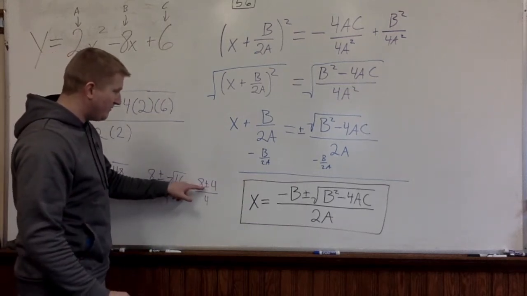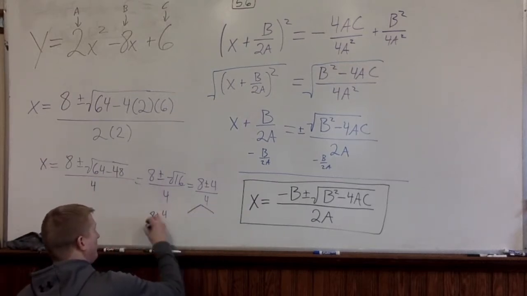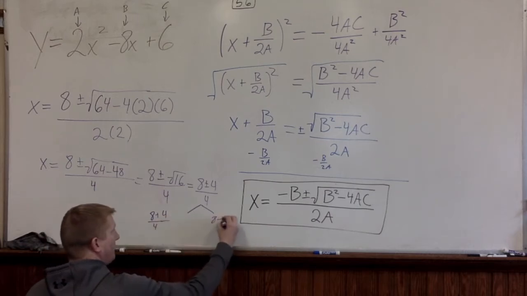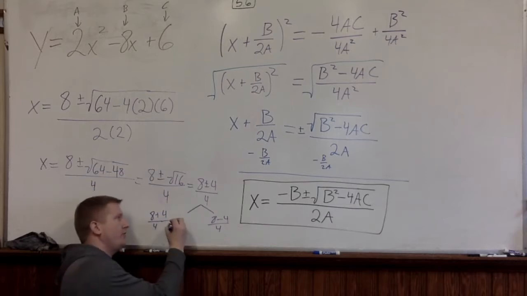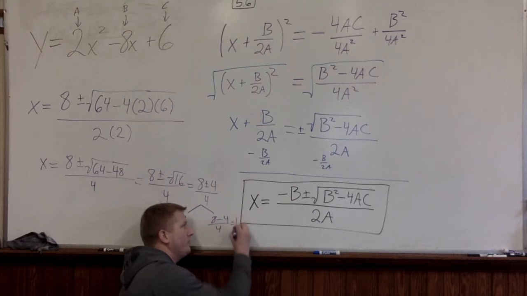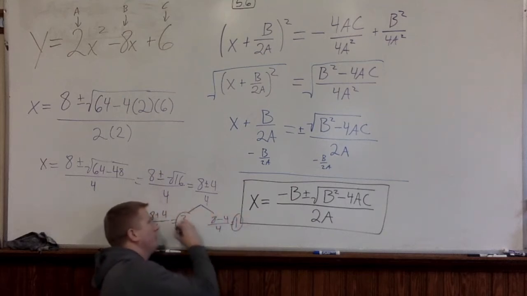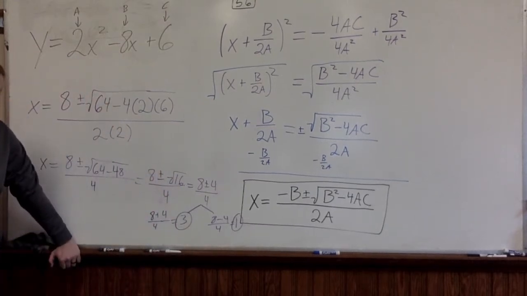So if we take the plus first, these are the two solutions, 8 plus 4 divided by 4, and 8 minus 4 divided by 4. 8 plus 4 is going to get us 12. 12 divided by 4 is going to be 3. Then 8 minus 4 is 4. 4 divided by 4 is 1. And those are the two places it's going to hit the x-axis. Oh, that was way easier than what we were doing before.